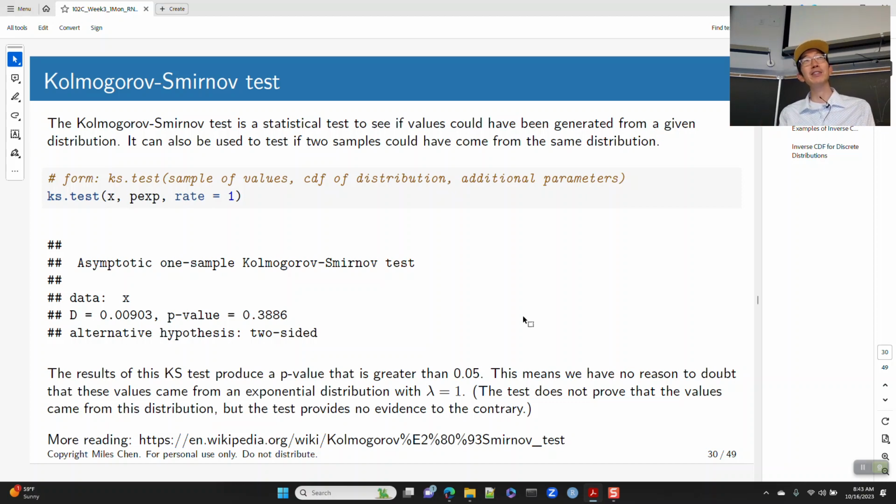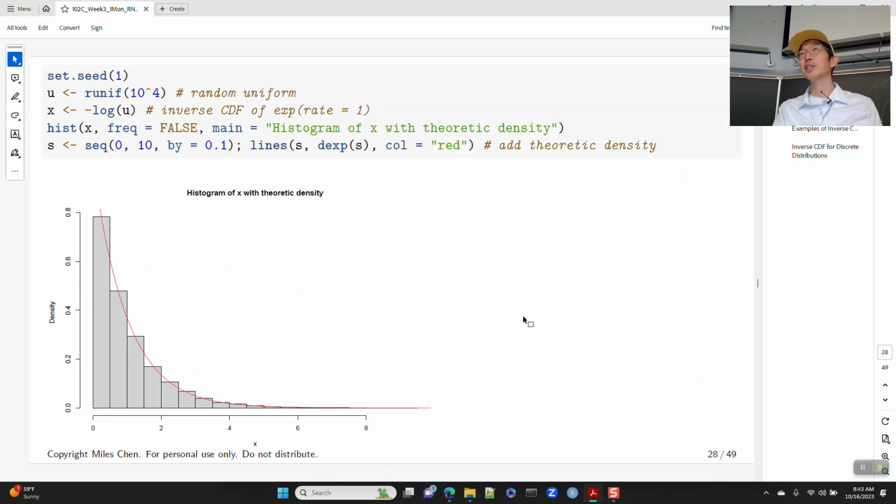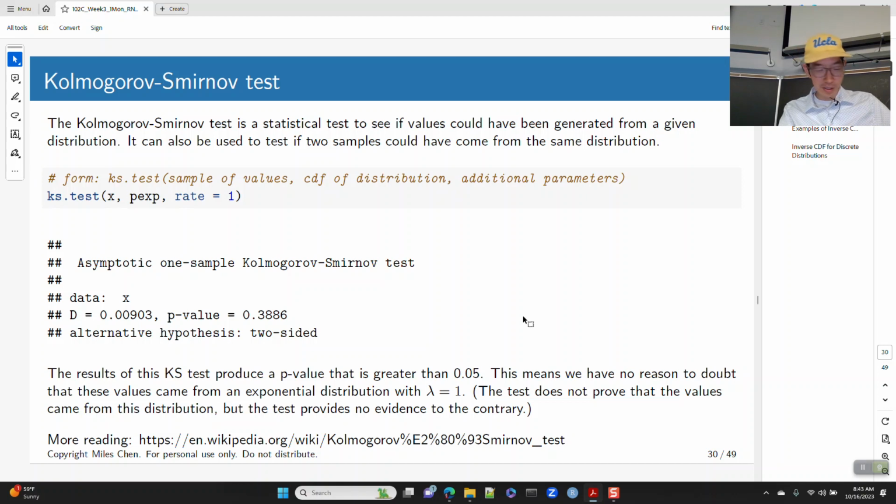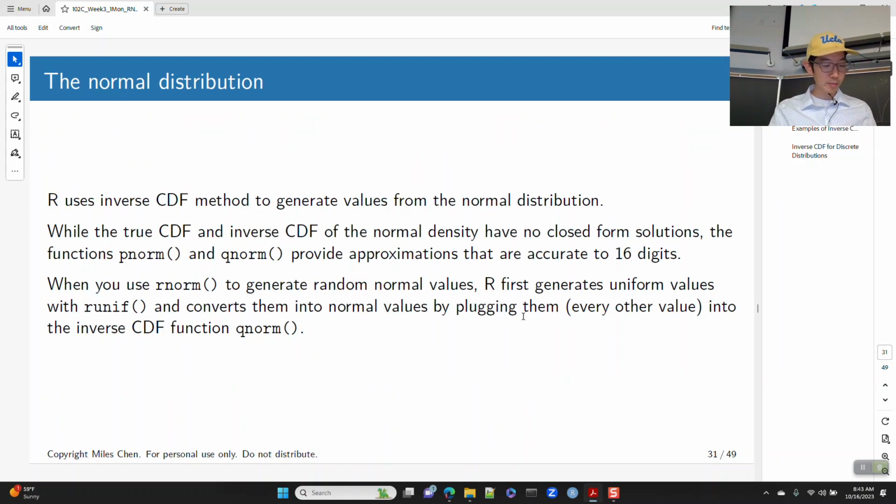So all we can say is, I've got 10,000 values, and right now I don't have any evidence that they're not coming from this exponential distribution. I don't know if you're satisfied, but I'm satisfied that this looks like the exponential distribution, right? Visually it looks like it, the CDF looks like it, and the Kolmogorov-Smirnov test says it kind of looks like it too.